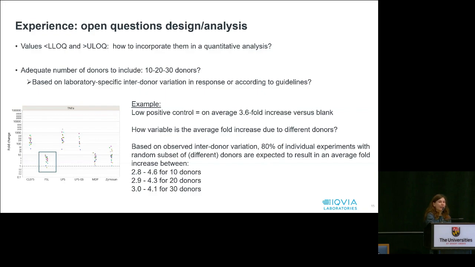So you see that actually already for 10 donors, if you look at the average estimates, 80% of these experiments with different donors would give you estimates between 2.8 to 4.6, so relatively close to the 3.6. And then especially you see that when you go from 20 to 30 donors, you have almost no added benefit anymore, just because the interdonor variation is not so large that there is an added value in including 30 donors. You're already at the plateau of the power curve where you don't gain so much more by adding those 10 extra donors.